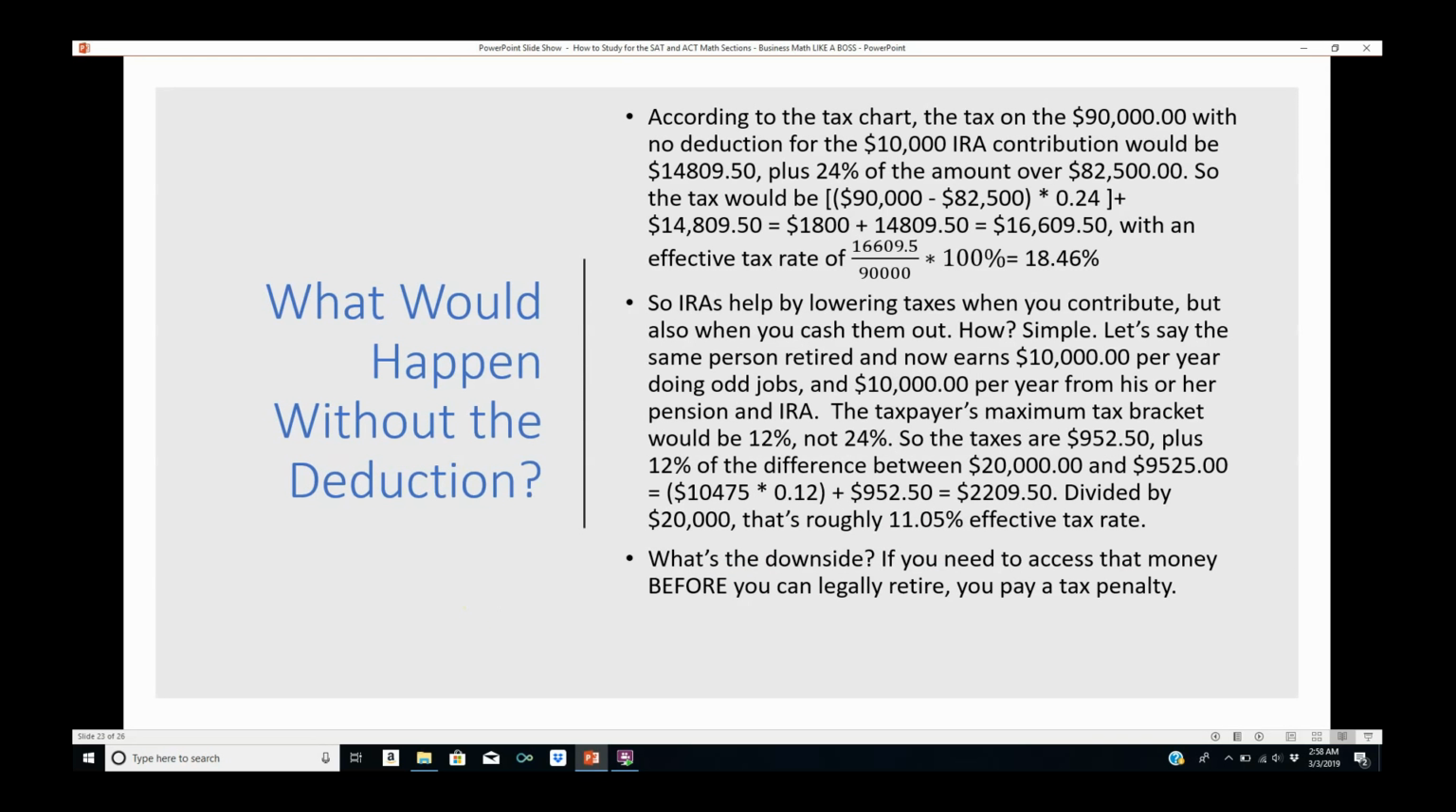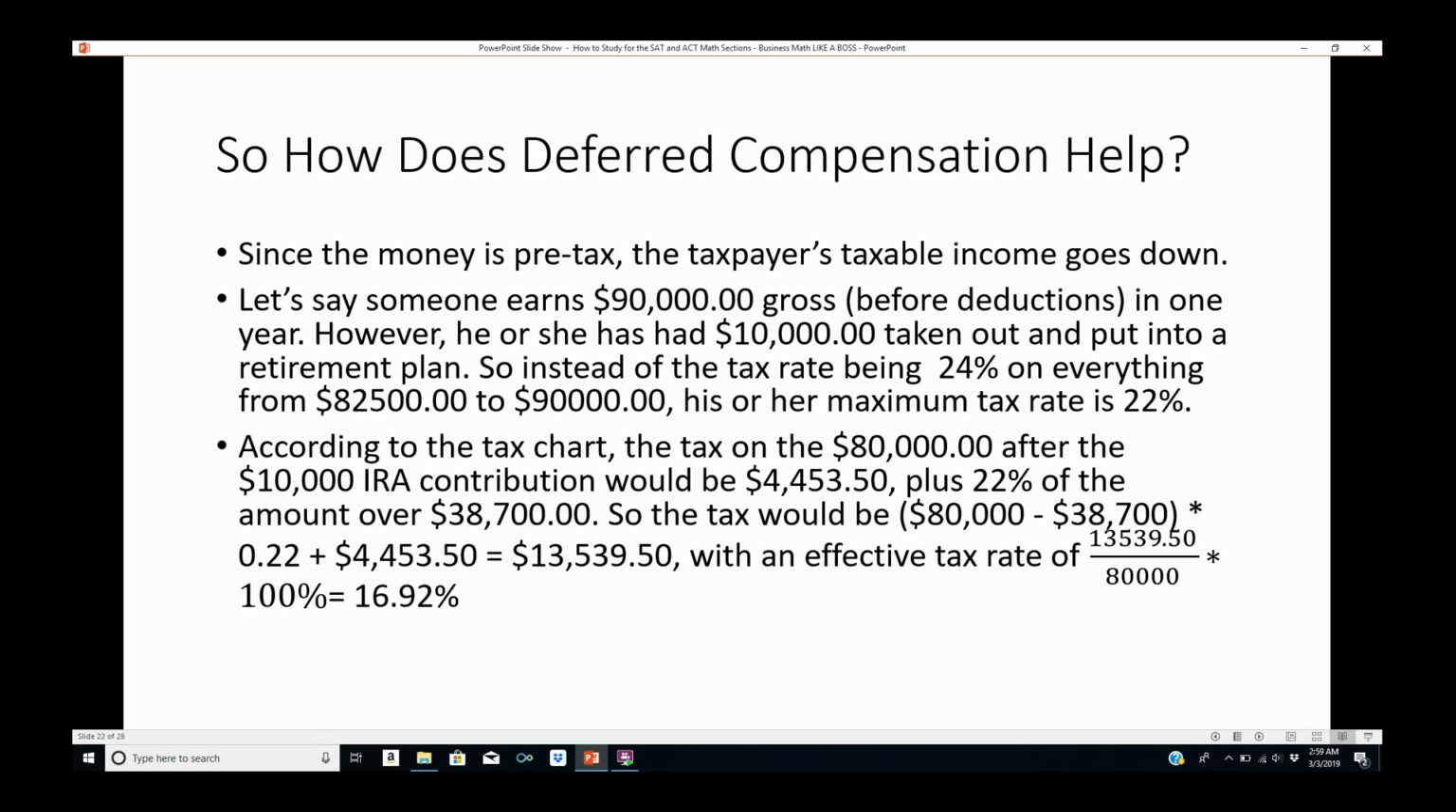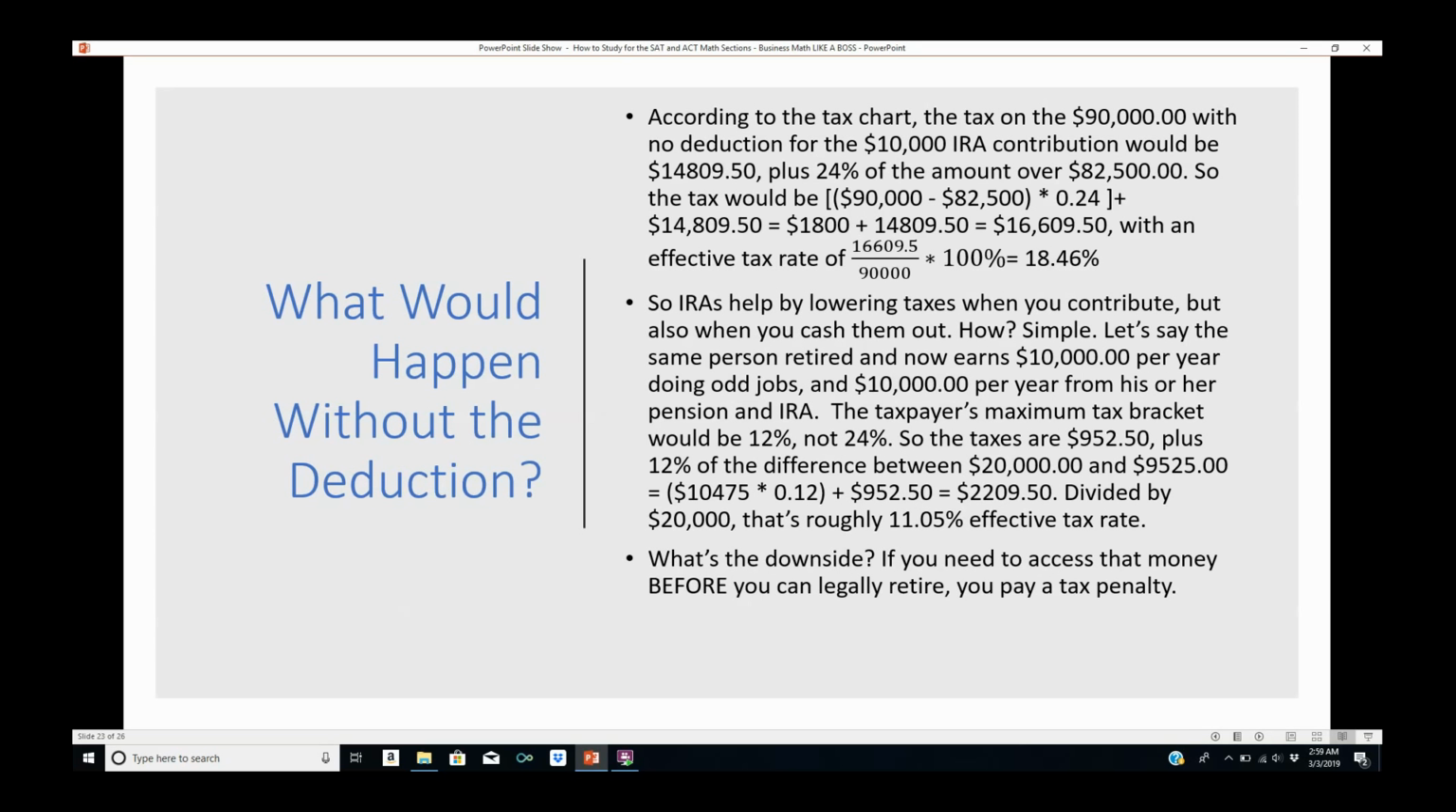According to the tax chart, the tax on the $90,000 with no deduction for the $10,000 IRA would be $14,809.50 plus 24% of the amount over $82,500. So the tax itself would be $90,000 minus $82,500 times 0.24 plus $14,809.50, which is $1,800 plus $14,809.50, which is $16,609.50, with an effective tax rate of $16,609.50 over $90,000 times 100%, which is 18.46%. So the IRA reduced the taxes that you pay to the IRS from 18.46% to 16.92%. So that's pretty good.